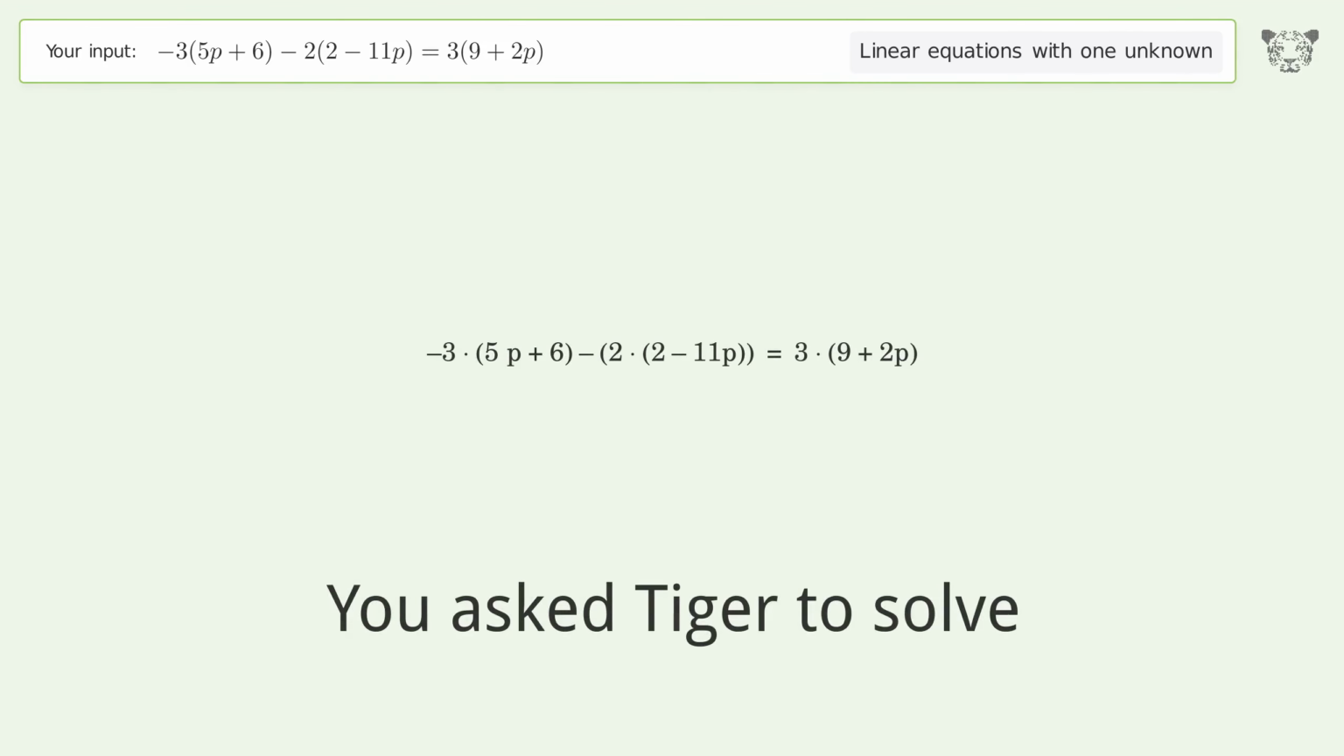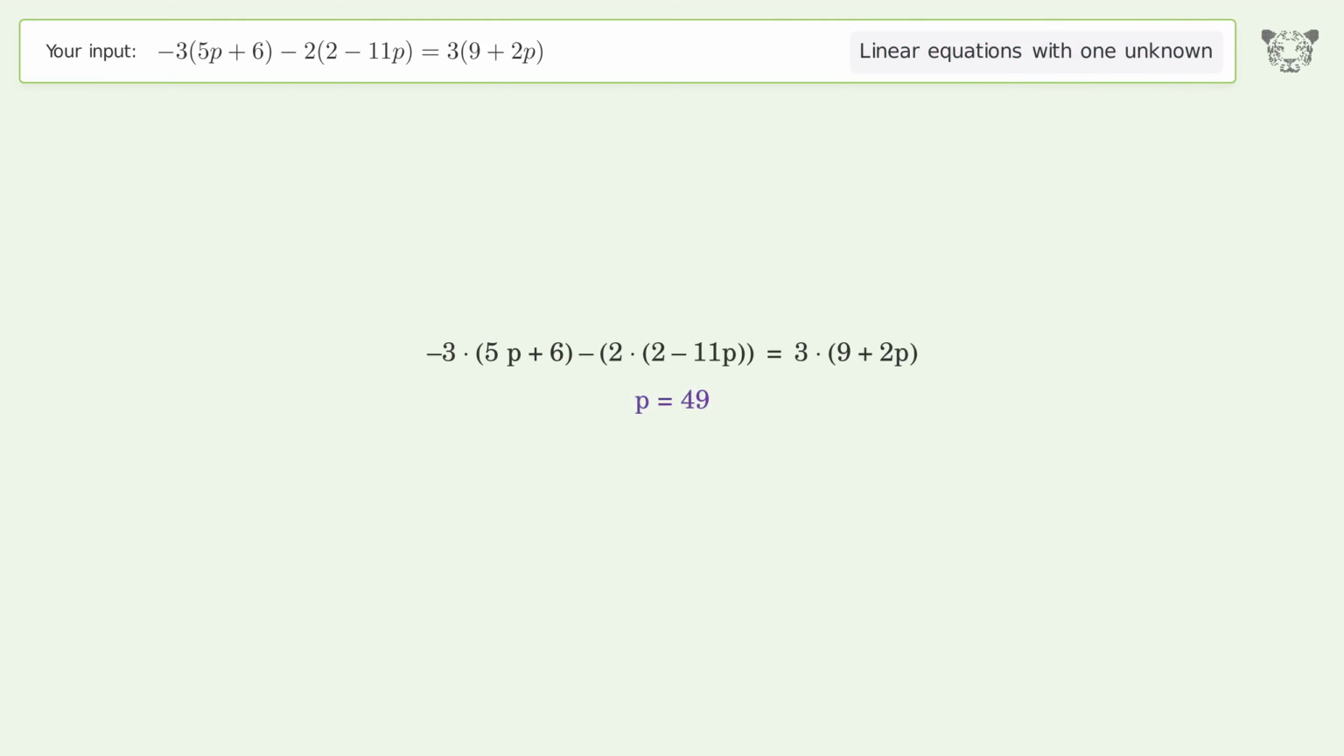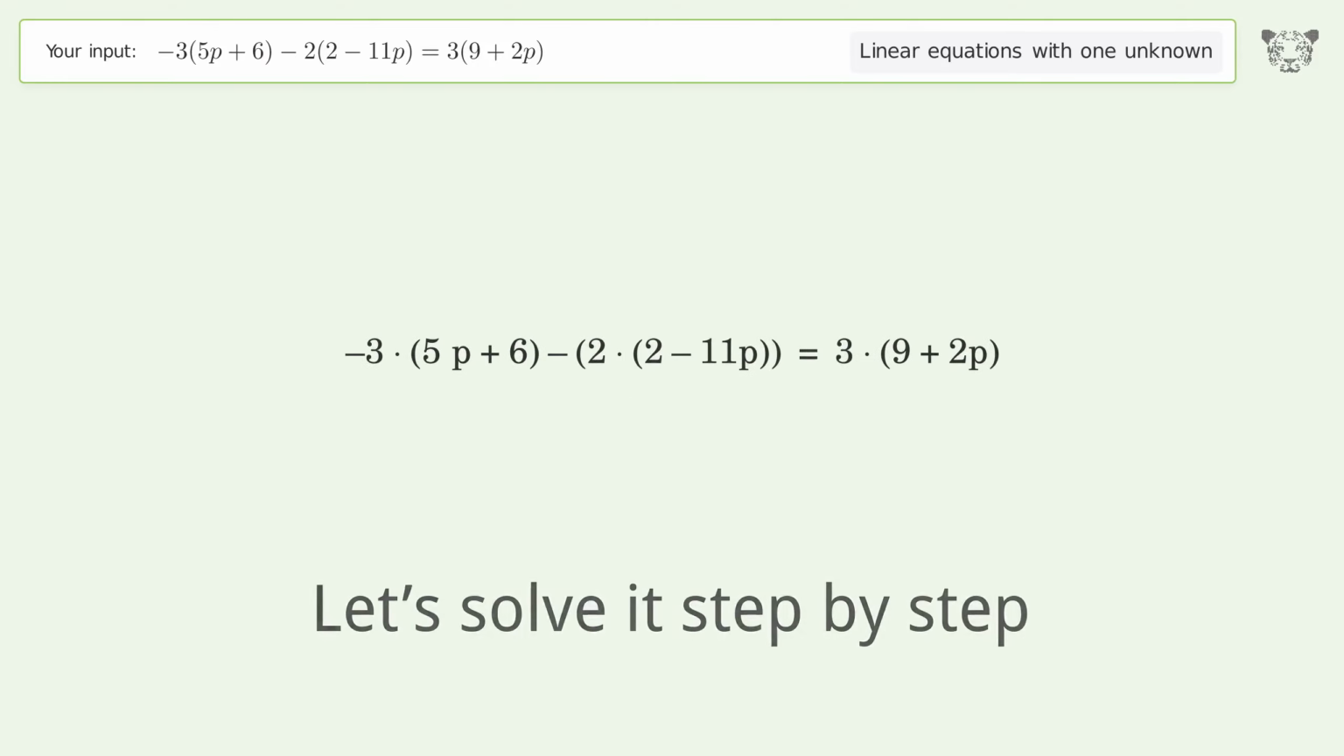You ask Tiger to solve this. It deals with linear equations with one unknown. The final result is p equals 49. Let's solve it step by step.